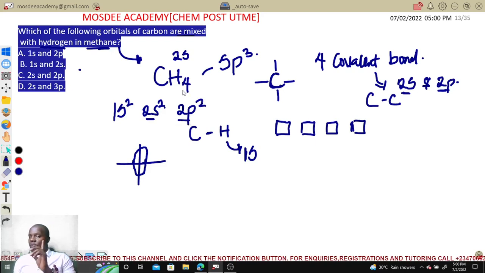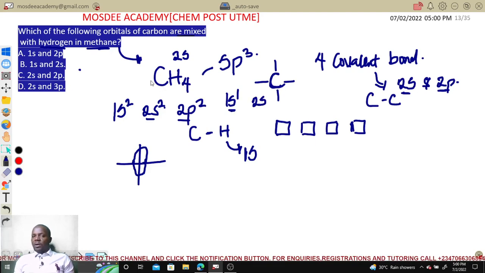Whereas hydrogen, as the first member, is just 1s1. You can see. So 1s is the orbital orientation of hydrogen, whereas 2s is the orbital orientation of carbon in methane.